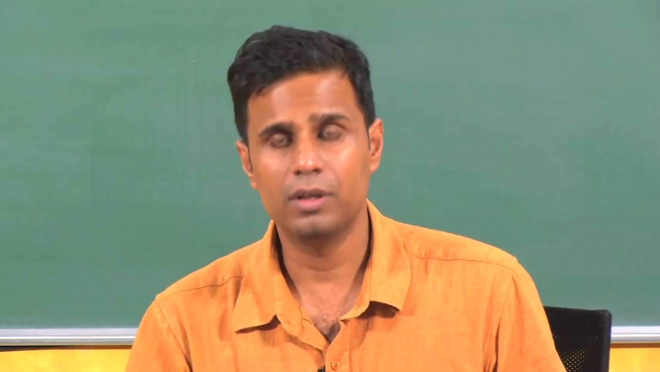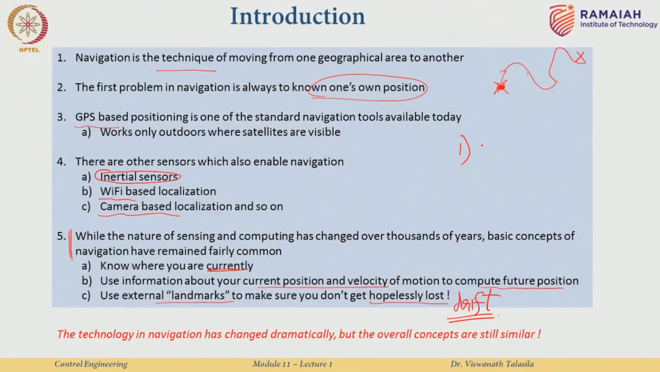The first one is called dead reckoning, and it basically is a means to estimate my future position based on my current information. And the second thing is the use of external landmarks.